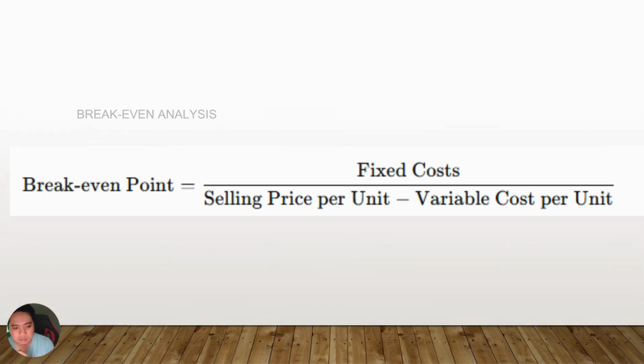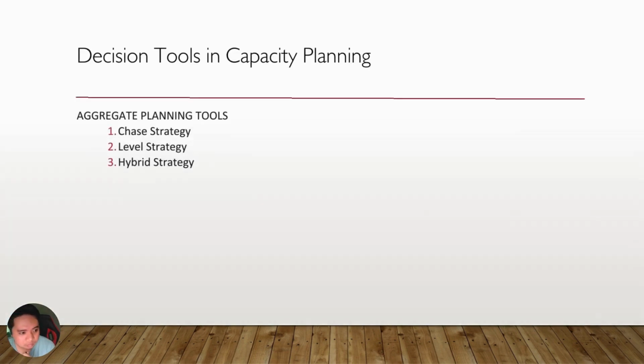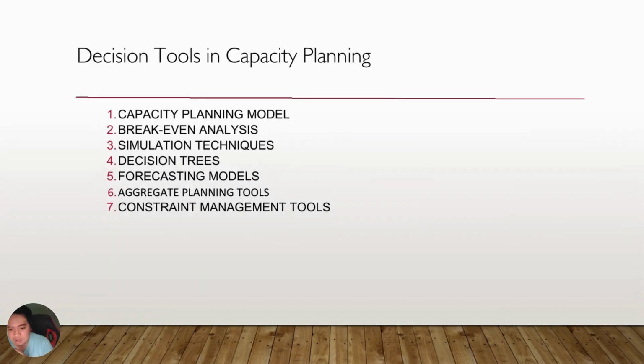Simulation techniques. Simulation models create virtual environments that mimic real-world processes. So for you to see what the impact is, you need to simulate the possible scenarios and decide what your actions will be based on the results of the simulation. Next is decision trees. Decision trees are visual tools that map out possible decision paths, outcomes, and associated risks.